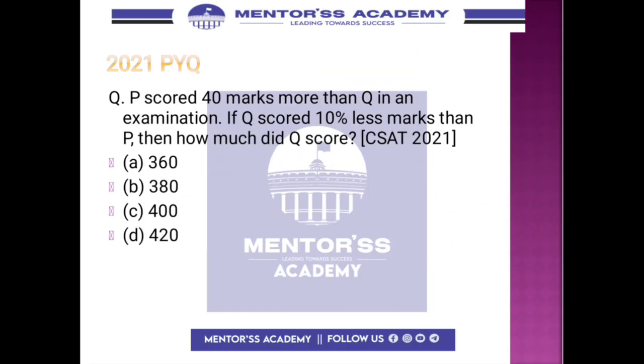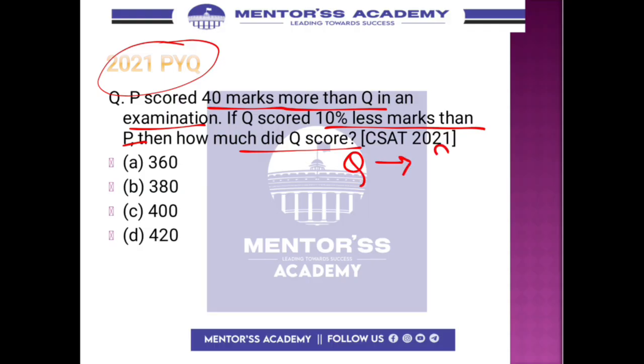P scored 40 marks more than Q in an examination. If Q scored 10% less marks than P, then how much did Q score? It's a 2021 PYQ. Let's see. Let's say Q's score is S marks, and P's score is S plus 40, of course. So P scored 40 marks more than Q, that implies P scored S plus 40 marks.